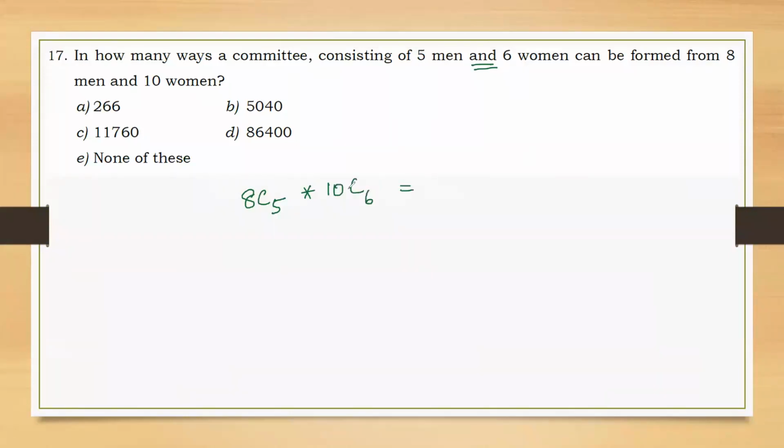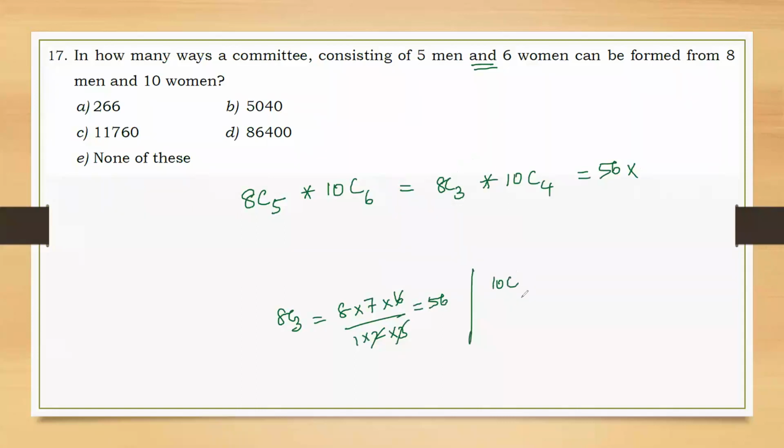So 8C5 is equivalent to 8C3, right? 8C5 is equal to 8C3. So 10C6 equal to 10C4. You can find the value, right? So 8 into 7 into 6 by 1 into 2 into 3, you will get 56.